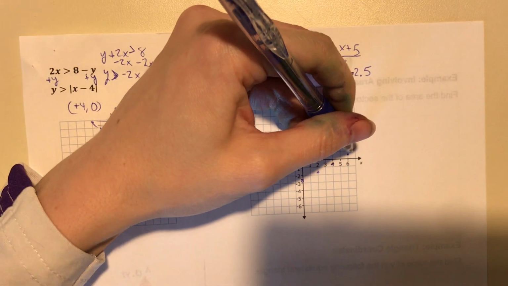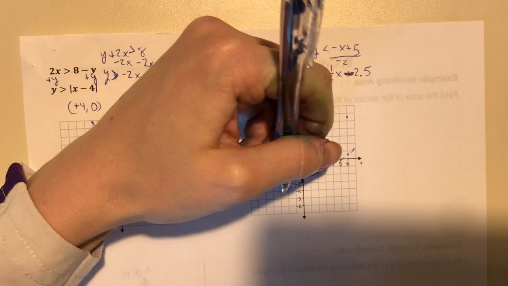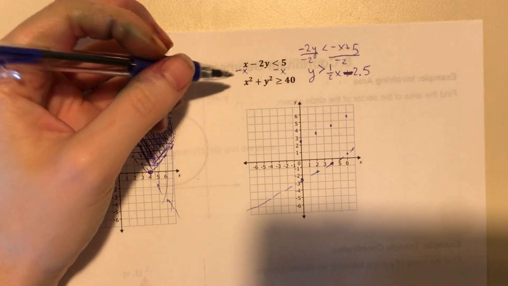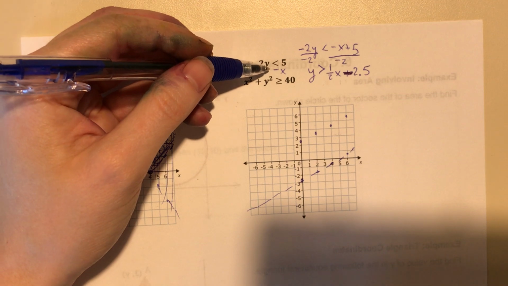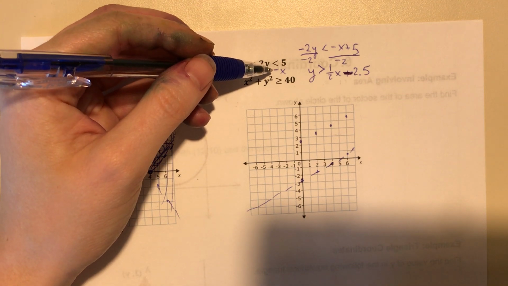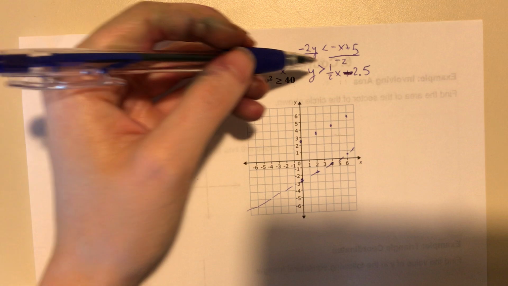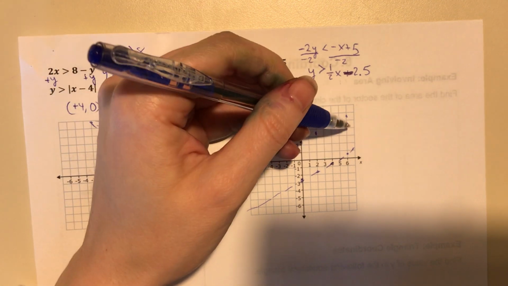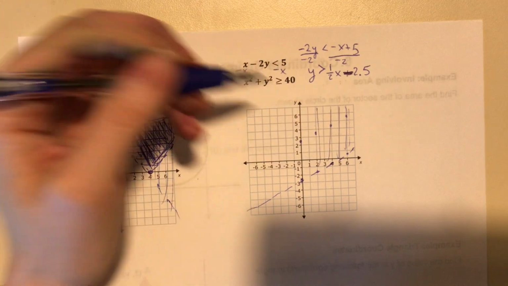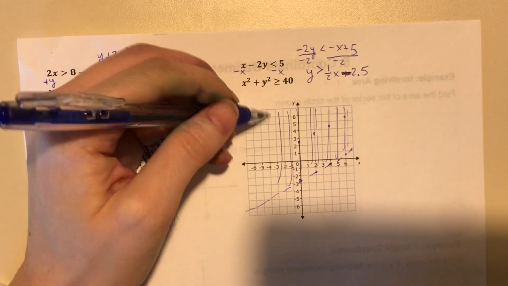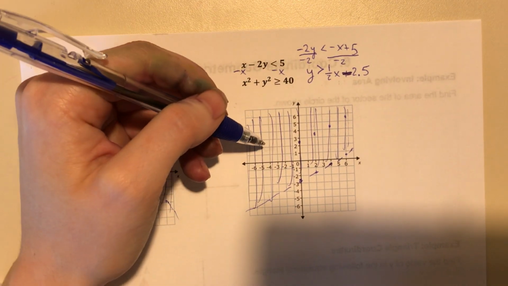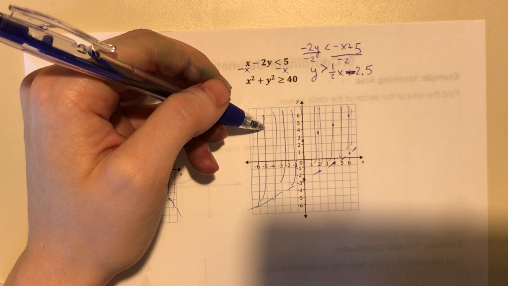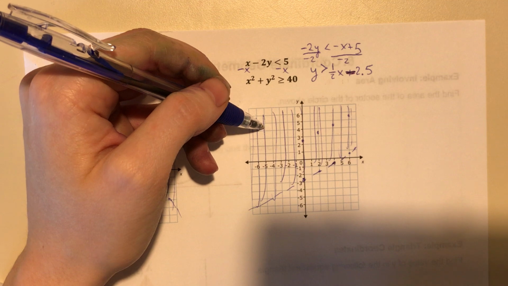It's going to be a dotted line, because we have no equals sign there. So here we have a less than sign, right? And if we've got this less than sign that we flipped, now we have a greater than sign. So our greater than sign means we're going to go up here, just like that.